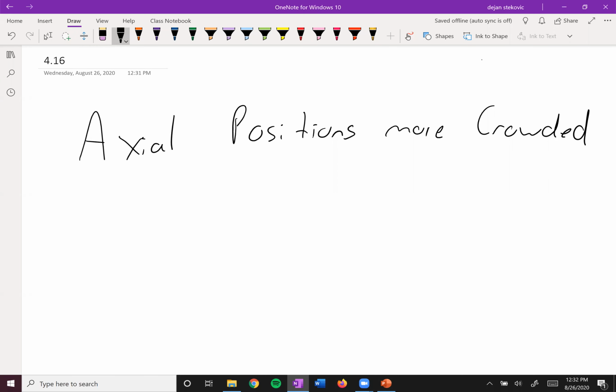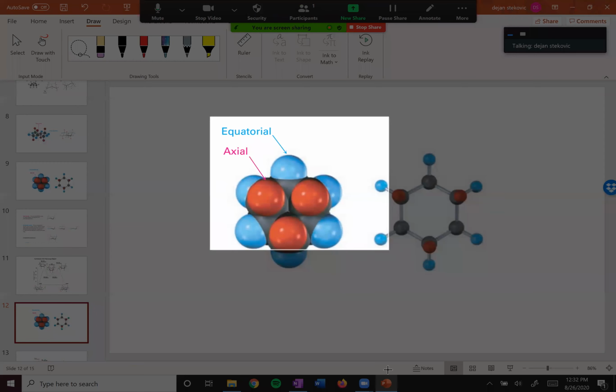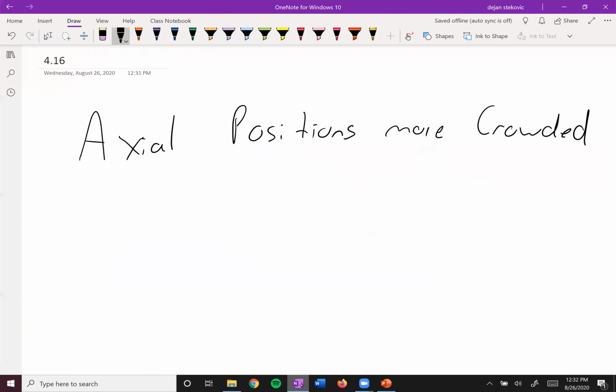All right, so now that we've got a basic understanding of the three-dimensional shape of cyclohexane, we can take a look at some conformational analysis. One thing we have to realize is that there's a difference between the axial and equatorial positions. This picture out of your book does a really good job of demonstrating this.